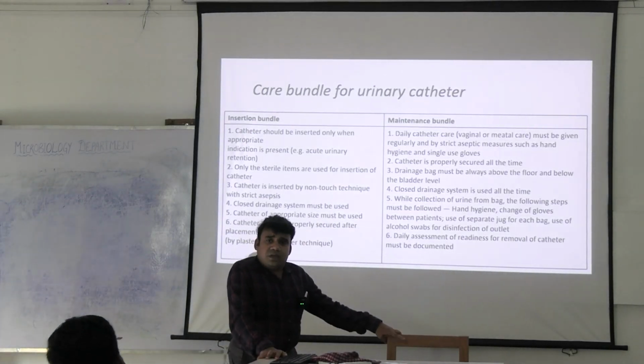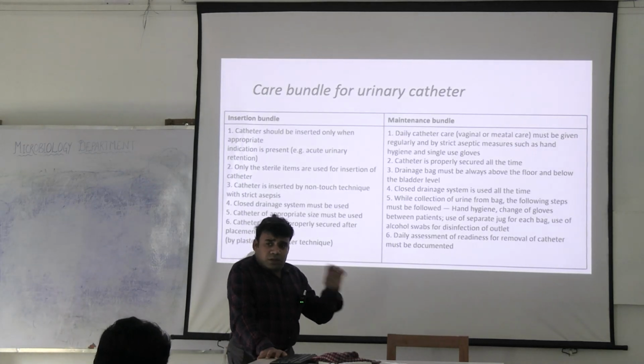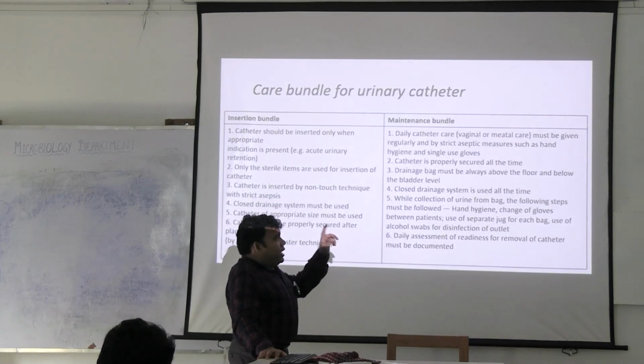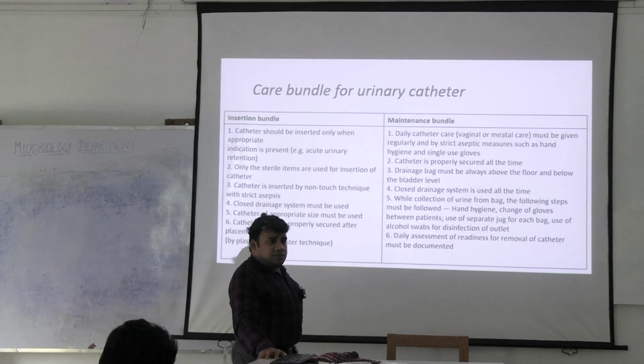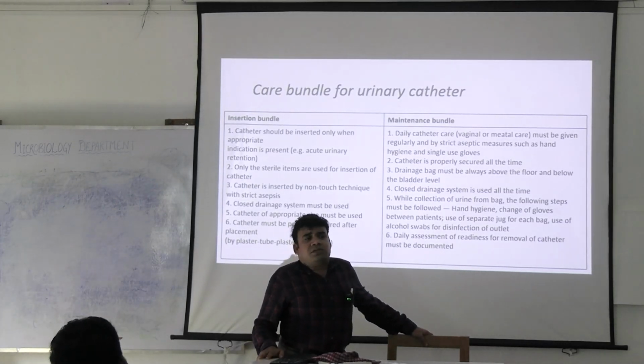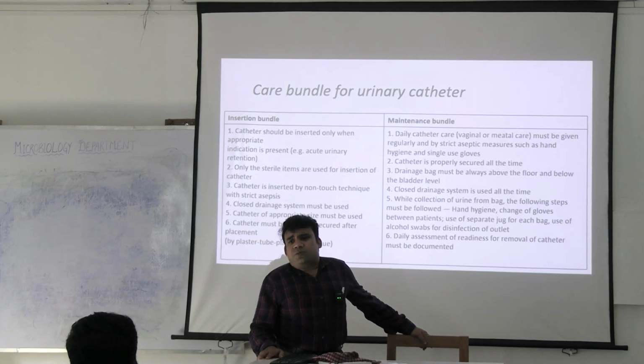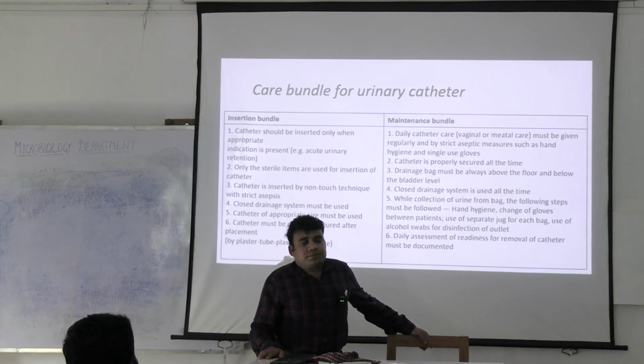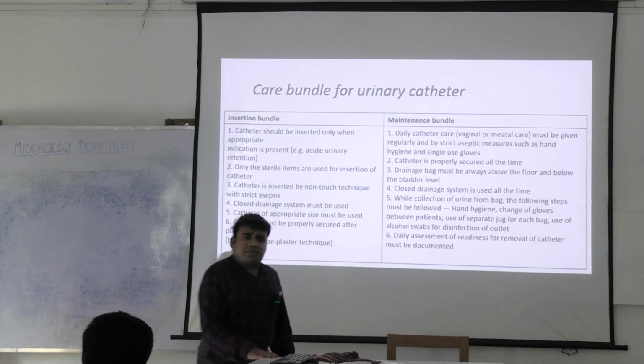Every day you must check the securing of the catheter, the drainage bag and the closed system. Whenever you are handling the catheter or the drainage system, you must perform hand hygiene. So this is about the maintenance bundle.